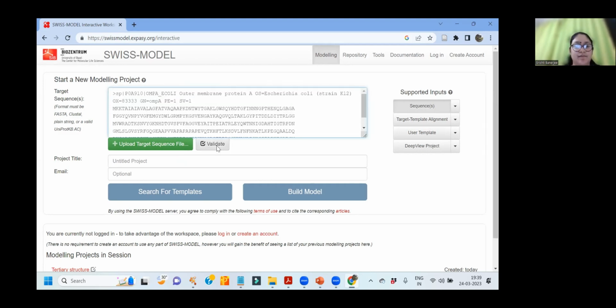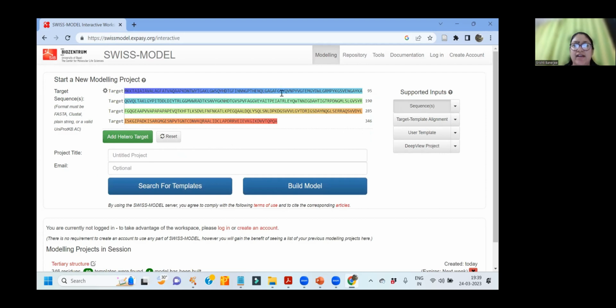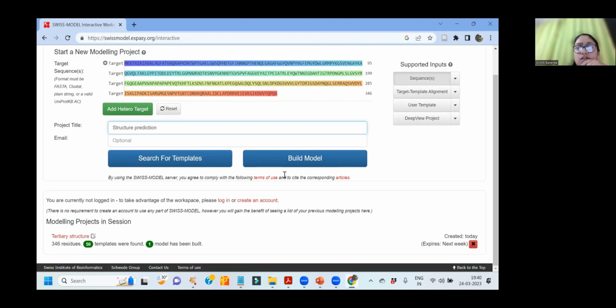Okay. Yes, so it's validated. So you see how they have 90 to 95. These are different. So they are going to predict it on the basis of the amino acid composition. And you can just name a structure. And okay, so we can build a model as well as search for template. So what is a template? Template is a mold on the basis of which another structure is predicted.